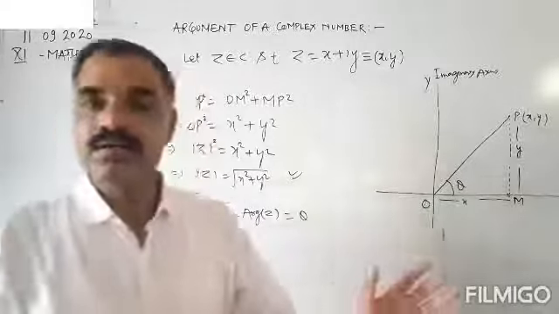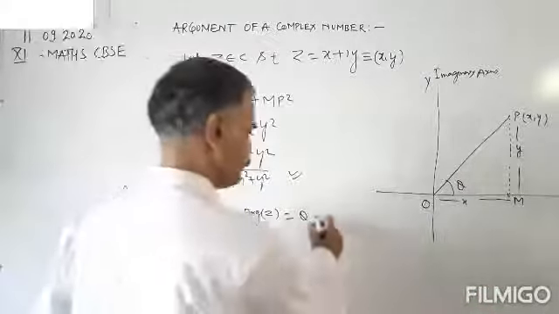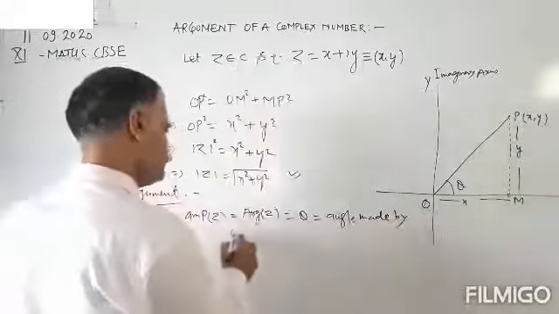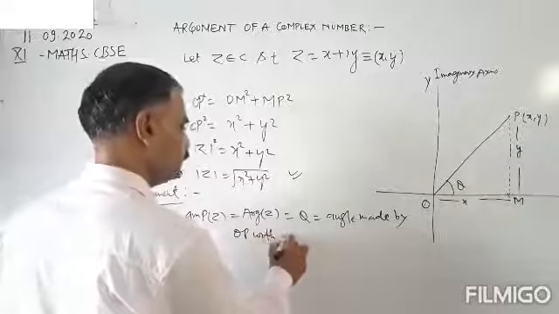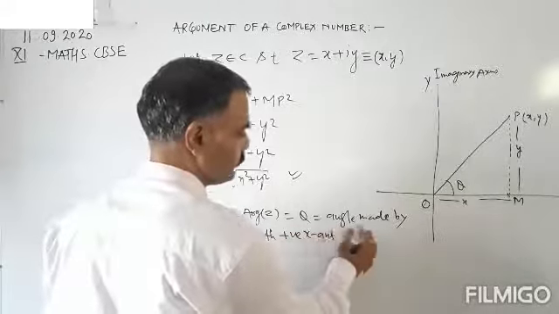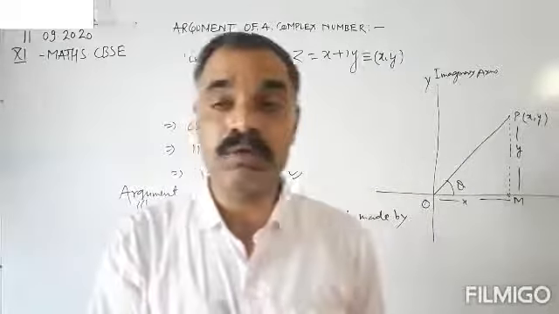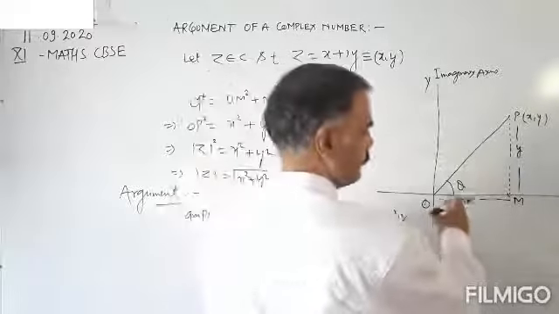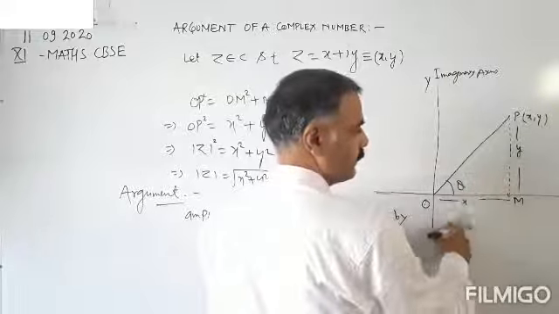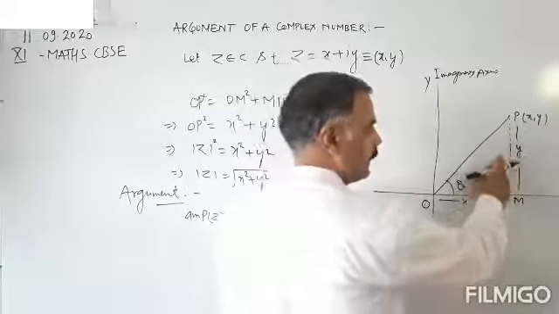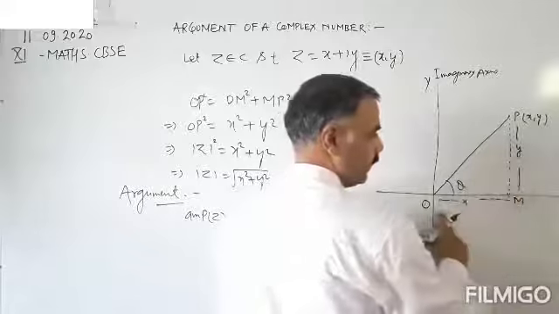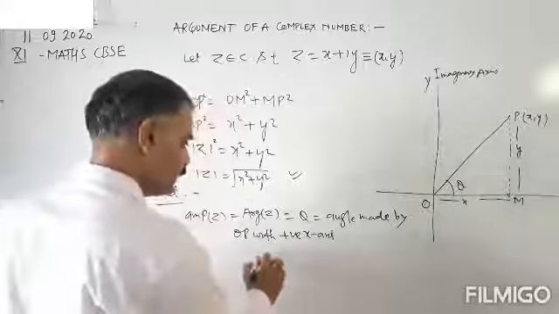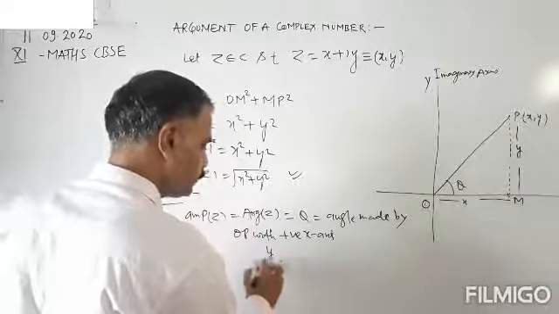Theta is the angle made by OP with the positive x-axis. And how to find this? This is theta in terms of x and y. Y is the perpendicular and x is the base. So perpendicular upon base, that is y upon x, is equal to tan theta.